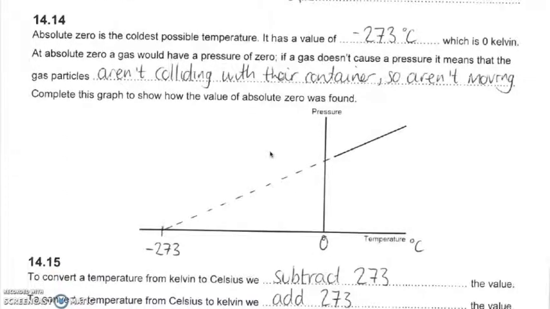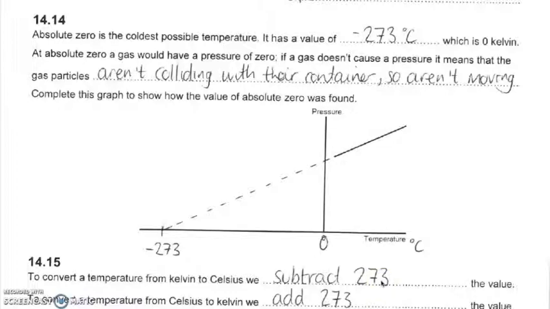Now we're going to look at a concept we call absolute zero. This is the coldest theoretical temperature that any substance can reach. It has a value of minus 273 degrees Celsius. Physicists call that temperature 0 Kelvin. For your exam, you need to be able to convert between the two. To convert from Kelvin to Celsius, we subtract 273, and to go from Celsius to Kelvin, we add 273. So make sure for your exam you're able to convert between these two units.